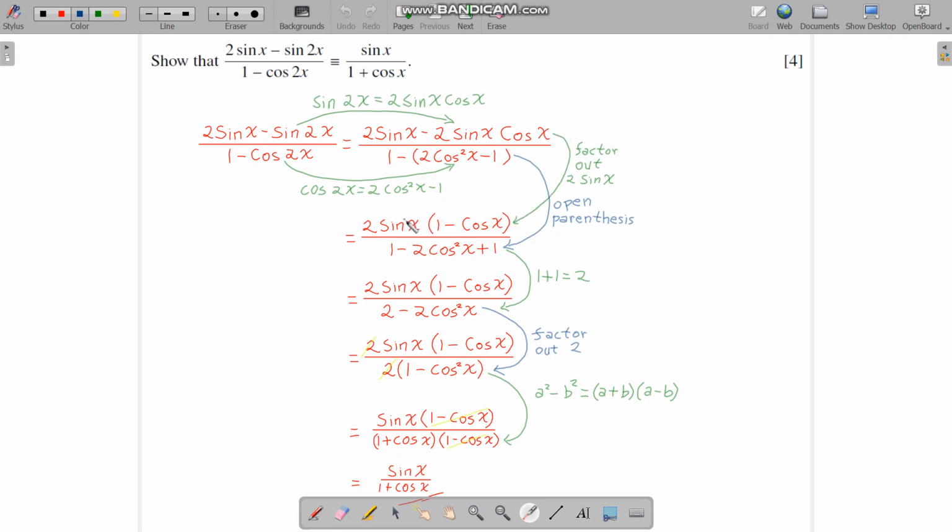out 2 sine x, and after we cancel out 1, actually we don't cancel out here, so 1 plus 1, so we have 2 minus 2 cos squared x. We don't cancel out, but we can factor out the 2 here. We can cancel out the 2, and we have only 1 minus cos squared, and we use the difference of two squares algebraic identity. We have 1 plus 1 minus. Now we can cancel out, and we have what we need to prove.